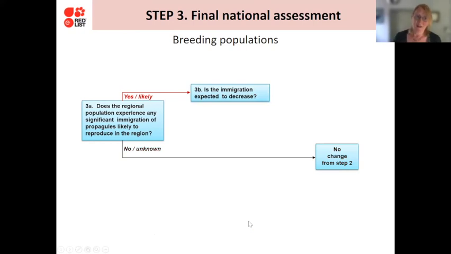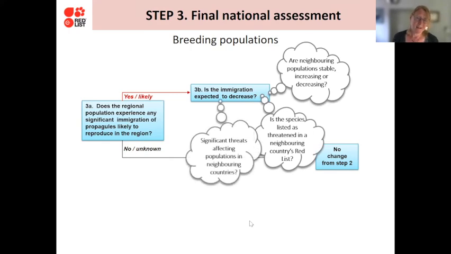If you conclude that actually there is some immigration of propagules coming in that could likely settle within your region, you then ask, what is happening outside? Is this immigration expected to decrease over time? Is it decreasing now, in fact? So you're asking yourself, are there neighbouring populations? Are they within dispersal distance? Are they stable? Are they increasing? Are they decreasing? Is this species listed in a neighbouring country's red list already? Is it already threatened? If so, why? What are the significant threats? How are those threats going to affect the populations that are contributing to your national population? So you'll have to start talking to your neighbours for this.